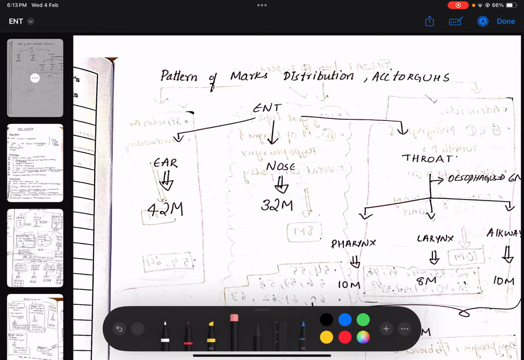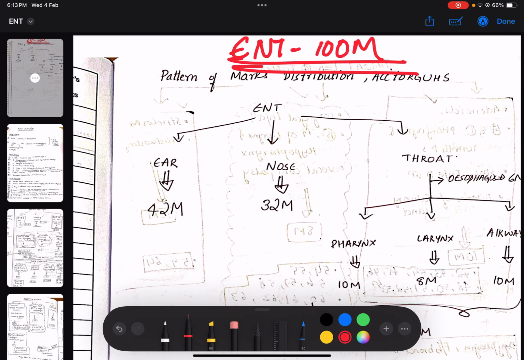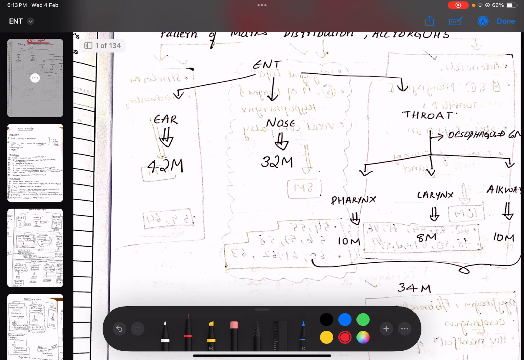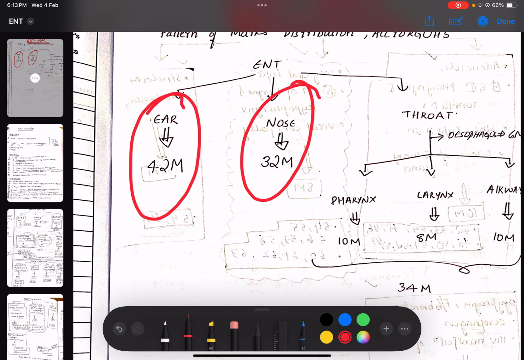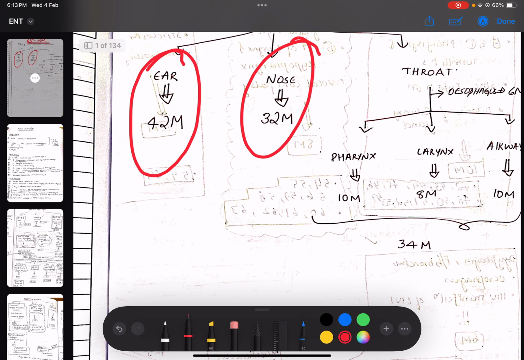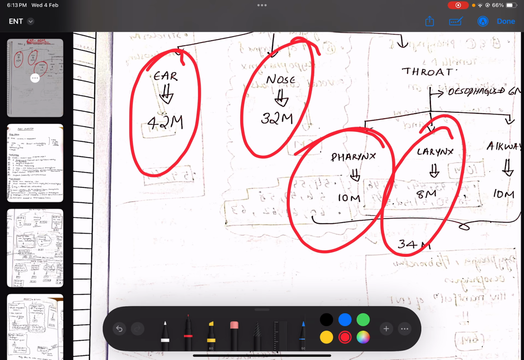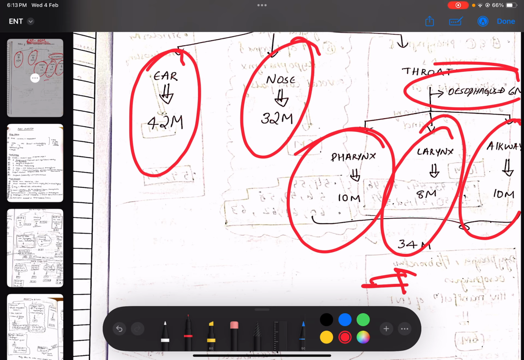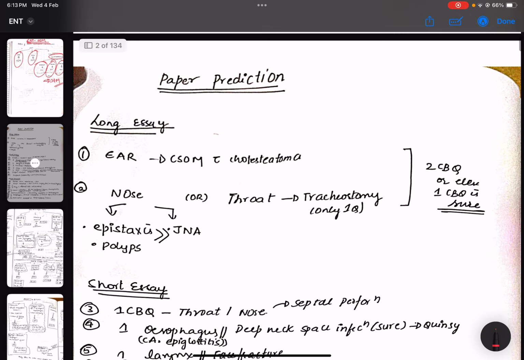Hi friends, today we will be discussing the ENT paper 1, which is for 100 marks. So if you see the distribution of marks in ENT, according to RGHS, the ear comprises 42 marks, the nose 32 marks, and the throat is further classified into 4 parts, of which pharynx has 10 marks, larynx has 8 marks, airway has 10 marks, and esophagus has 6 marks. So totally it comprises up to 34 marks. Okay, based on this we'll see how to approach the paper per se.